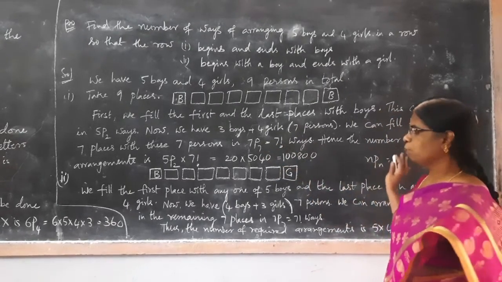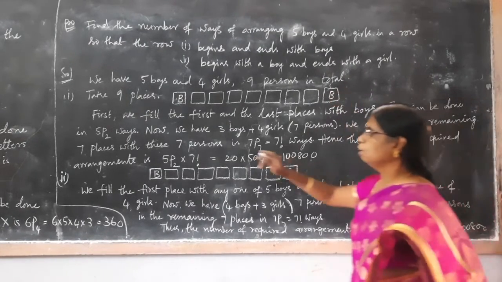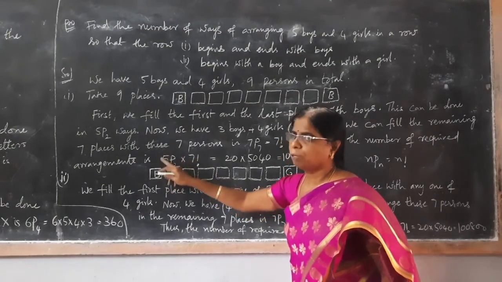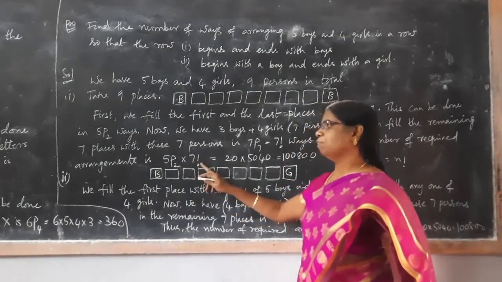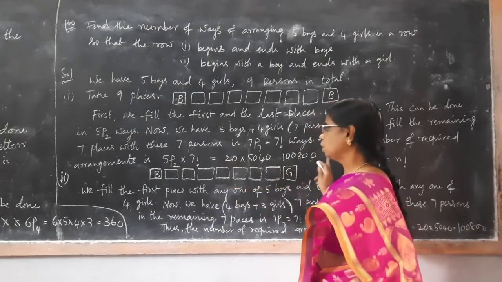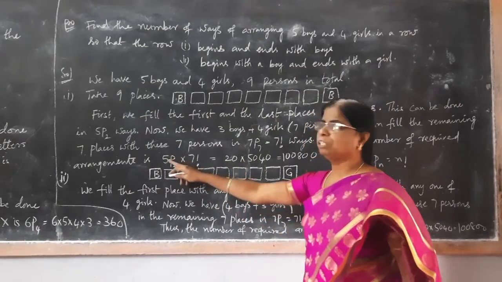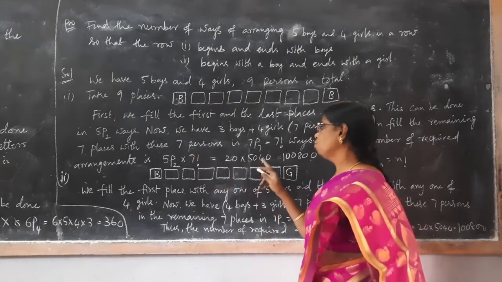Hence, the number of required arrangements is 5p2 into 7 factorial. That is, the first and last places can be filled in 5p2 ways, into 7 factorial. So this is 5p2, which means 5 into 4. 5p2 is 5 into 4, that is 20, into 7 factorial, which is 5040.